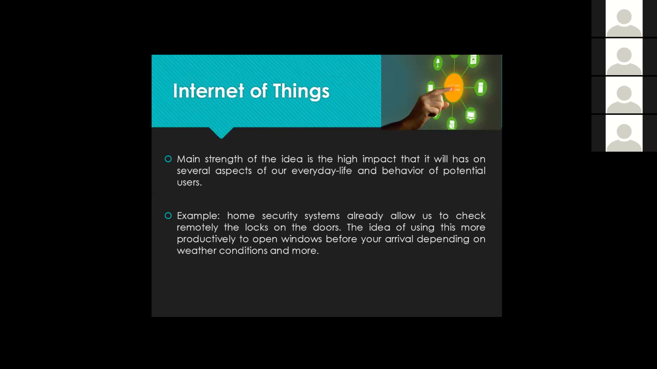Something which took my interest was Internet of Things. The main strength of the idea is the high impact that it has on several aspects of our everyday life. So using a mobile phone, basically sitting at work or at home, there's so much you can do, like literally plan your movies out, pay for your movies, or you can just order dinners as well.